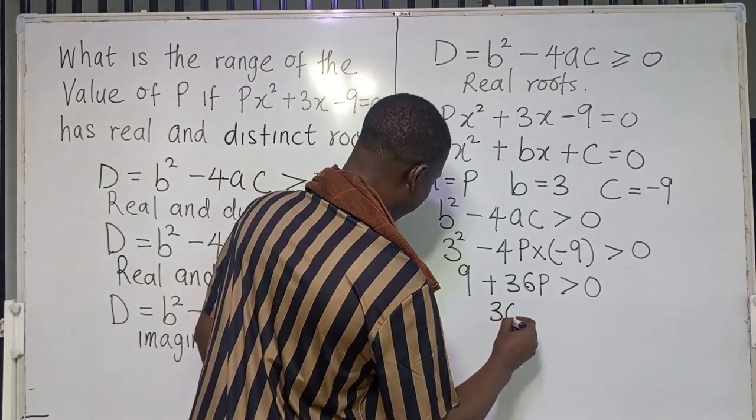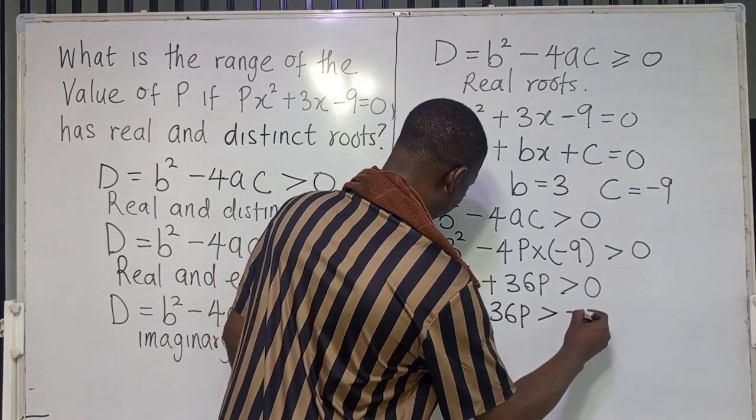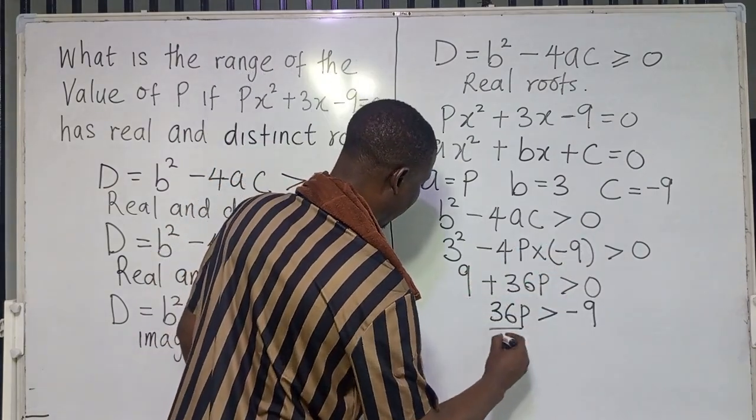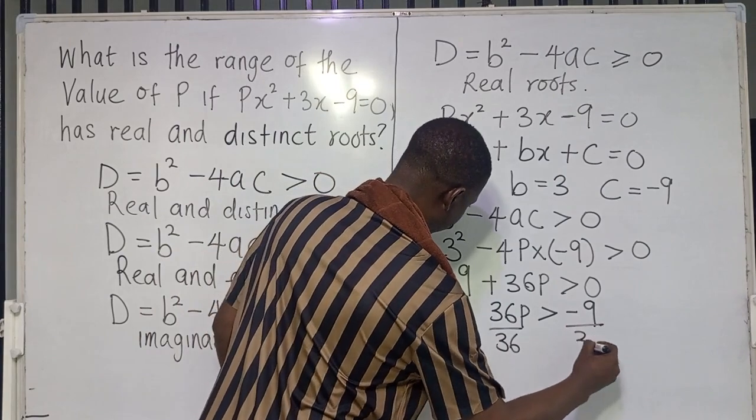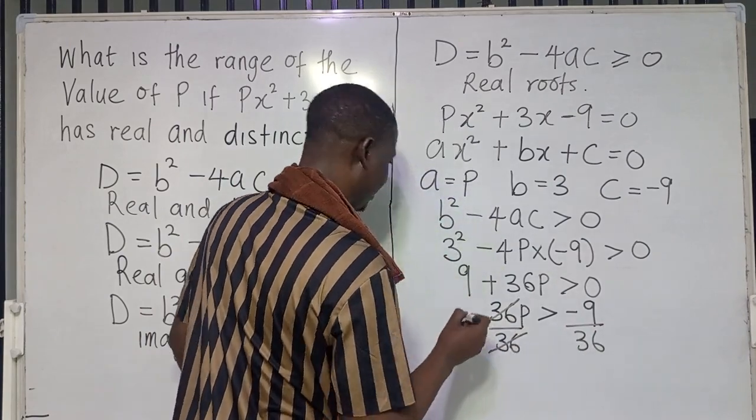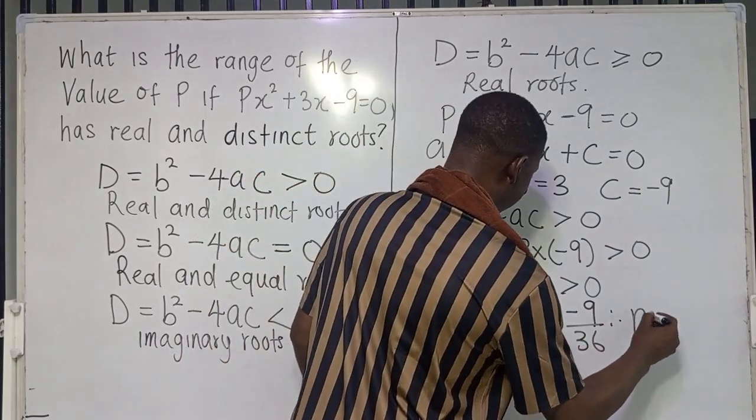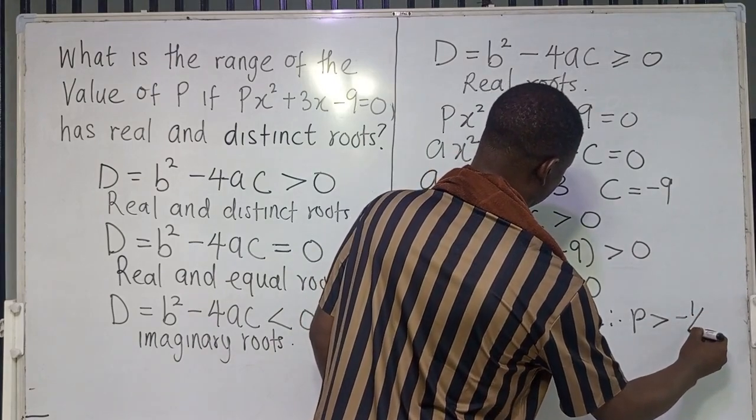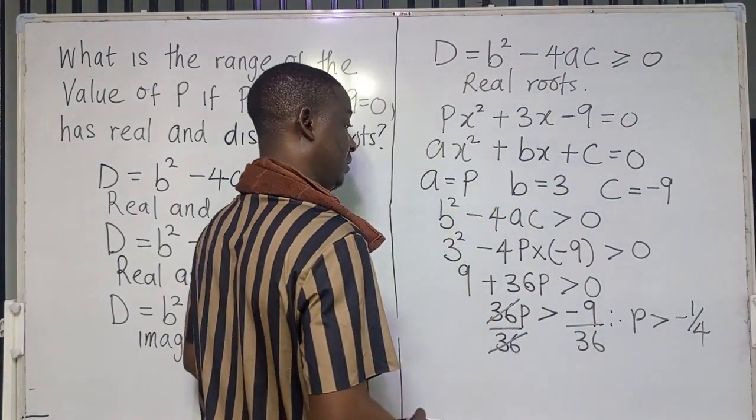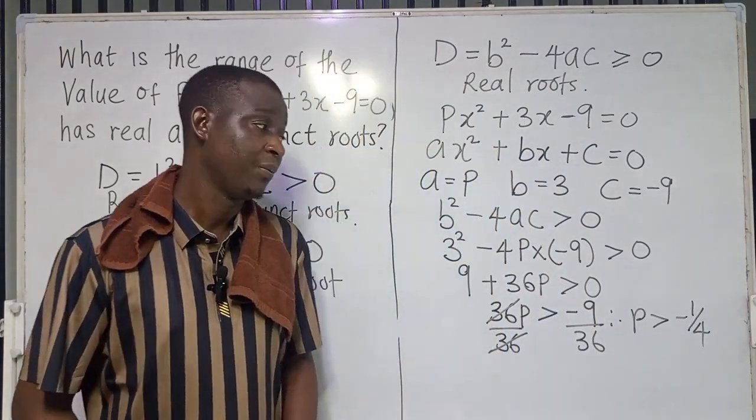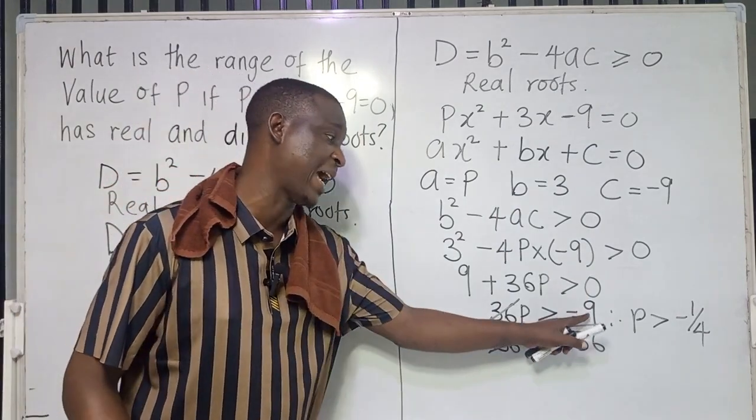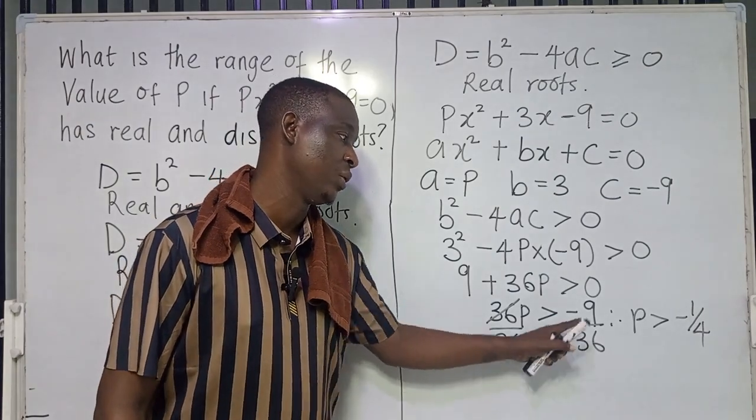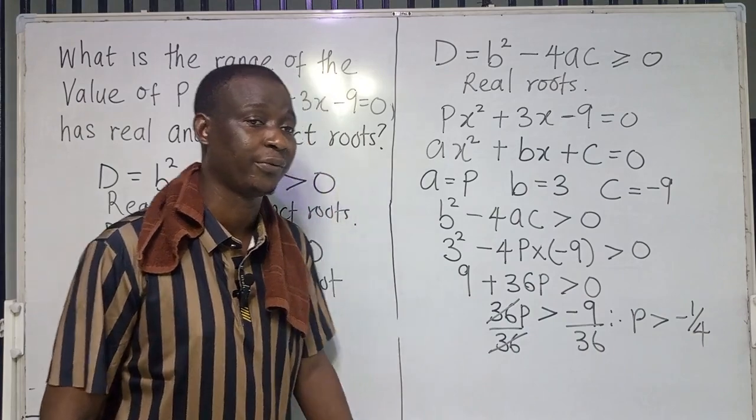So we make p the subject of the formula. 36p is greater than minus 9, when you take plus 9 to the other side. So we divide by 36 to make p stand alone. So therefore our p is greater than minus 1 over 4. 9 divided by 36: 9 goes into 36 four times, 9 over 9 is 1. So p is greater than minus 1 over 4.